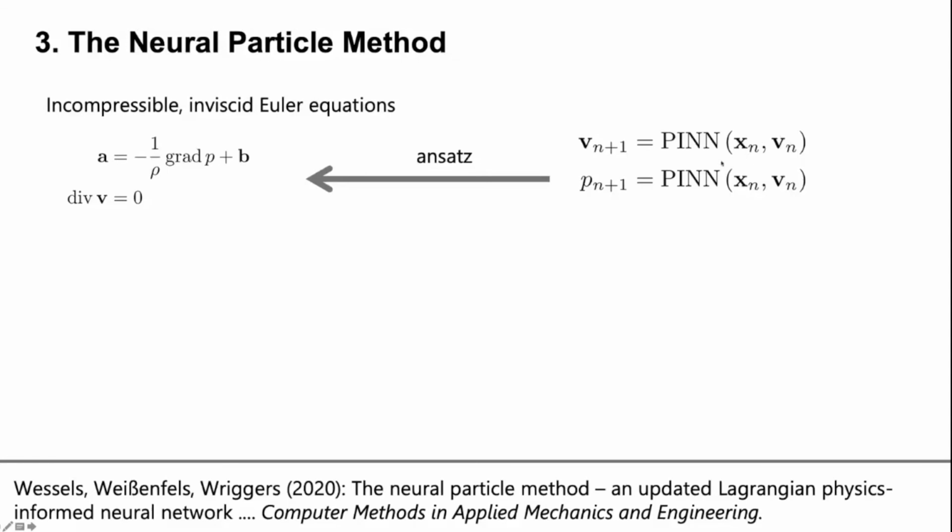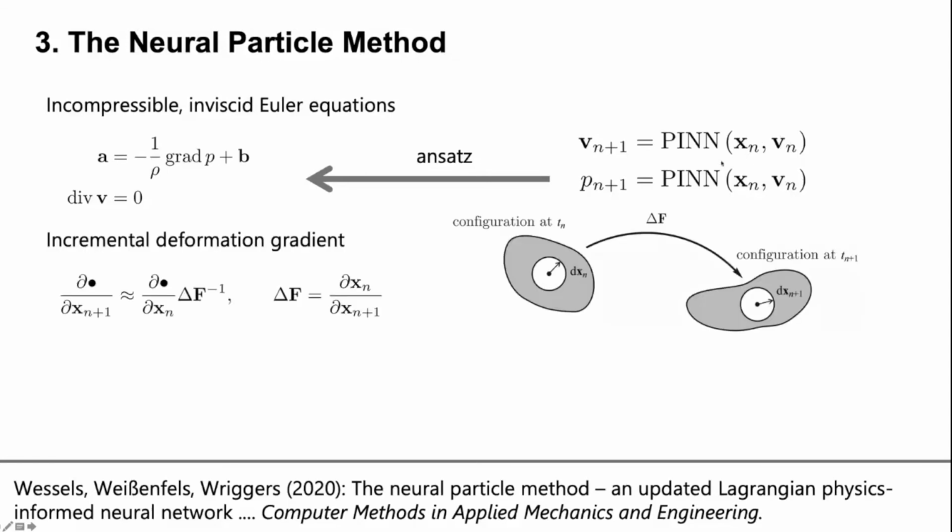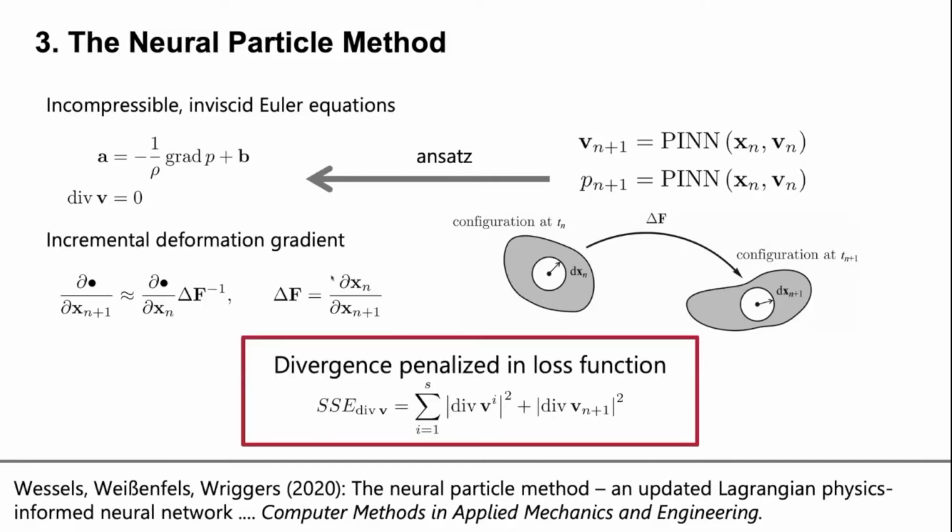spatial coordinate. We need then, of course, in the particle method, a mapping between the configuration at time Tn and the configuration at Tn plus 1. So yeah, this mapping is defined by the incremental deformation gradient. And what else is to mention is that we can penalize the divergence also in the loss function, which is also quite nice.